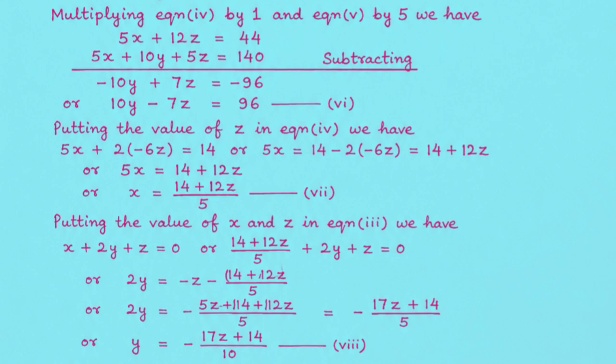Putting the value of y in equation 4, we have 5x plus 2 into 6z is equal to 14, or 5x is equal to 14 minus 2 into 6z, which is 14 plus 12z, or x is equal to 14 plus 12z by 5. Equation 7. Putting the value of x in equation 3, we have x plus 2y plus z is equal to 0, or 14 plus 12z by 5 plus 2y plus z is equal to 0.